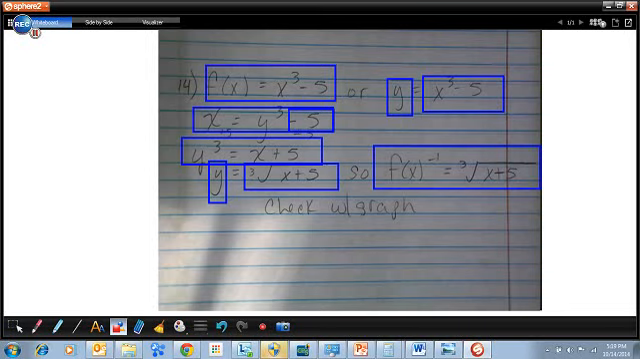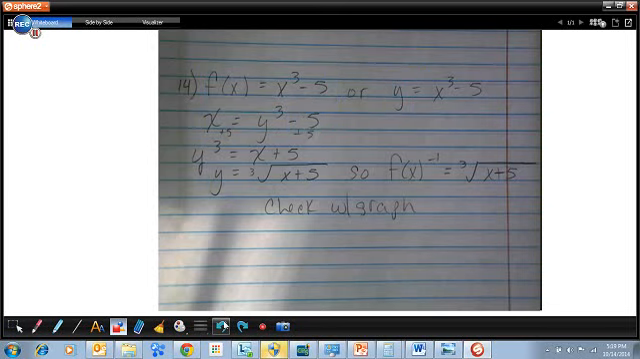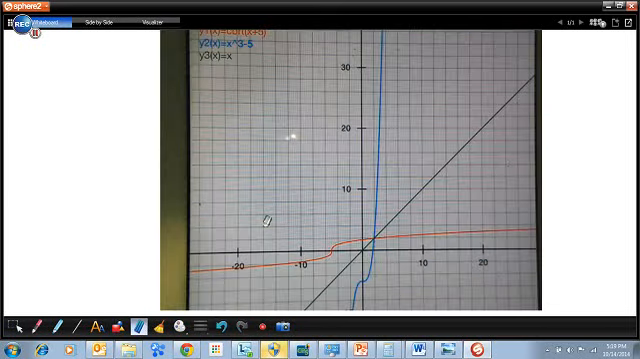So please check this with a graph. And I'm going to erase all of this. And then I'm going to get rid of this. And look, I graphed it, right? x cubed minus 5 is the blue graph.